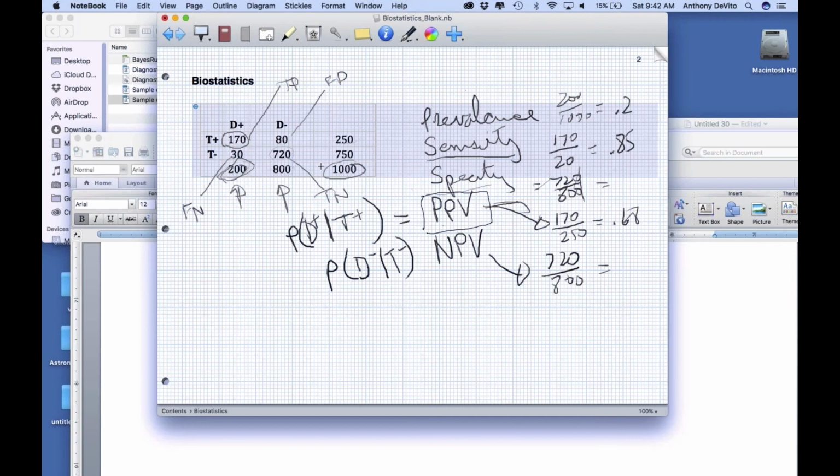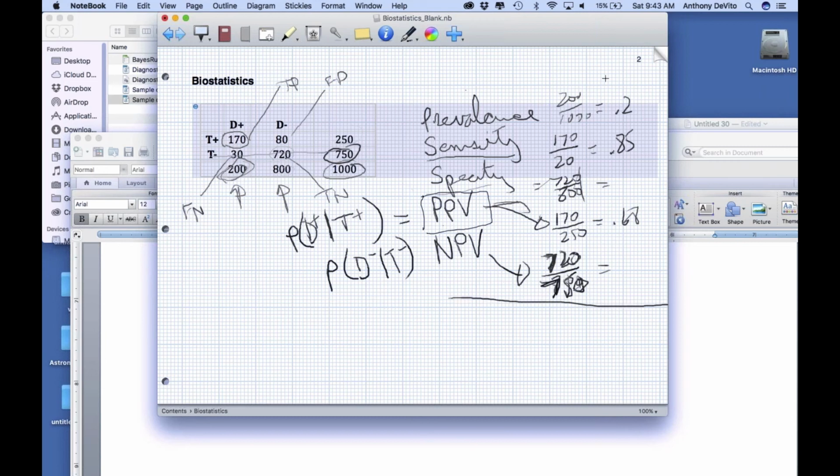I'm sorry, I made a mistake there. The number of people that tested negative is 750. Right? 750 people have tested negative. 10 incorrectly, 720 correctly. So it's 720 people who tested negative and don't have the disease over 750, the total number of people that tested negative. Sorry about that little glitch there.